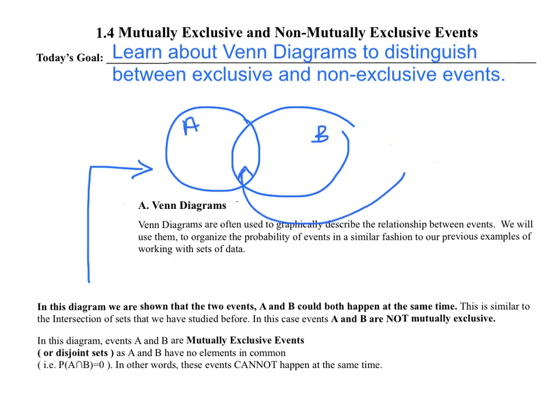This is similar to the intersection of sets that you may have studied before. In this case, the events A and B are considered not mutually exclusive. Using your pencil or pen, you can shade in the area in the diagram that indicates the probability that A and B could both happen at the same time.